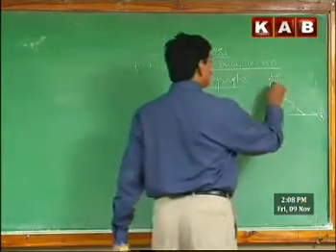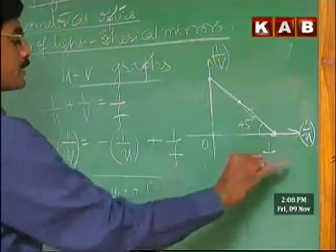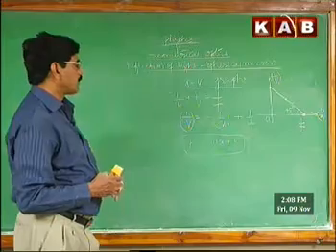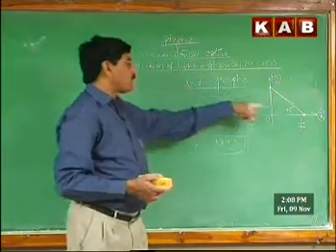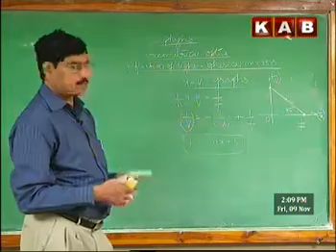Once we remember this, we can identify the point where it is intercepting as 1 by f. From there you can calculate the focal length of the mirror. Since in the UV graph of a mirror both u and v are positive, it is a concave mirror.